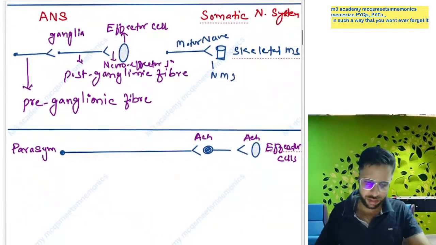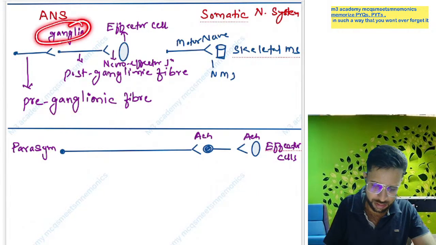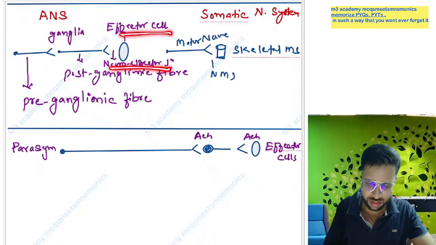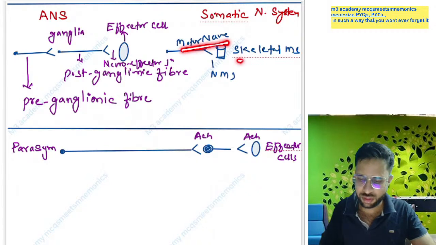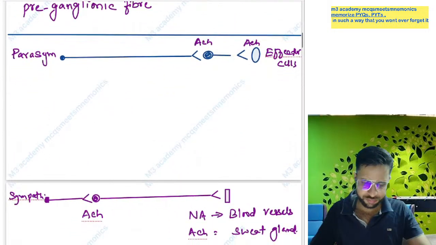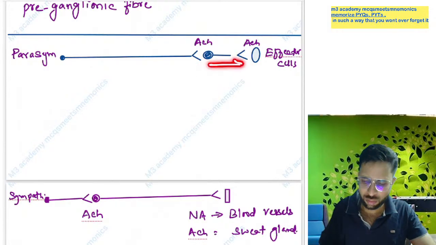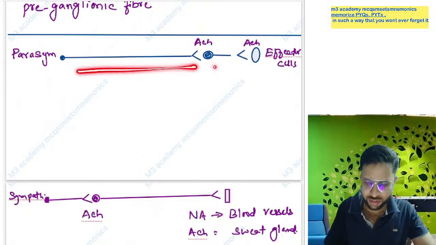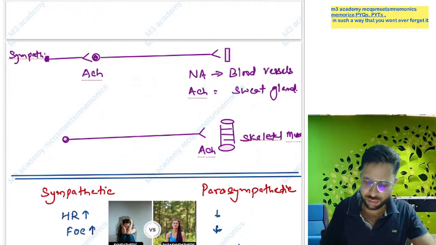Now next, you can easily appreciate this by this schematic diagram. This is the preganglionic fiber, this is the ganglia, this is the postganglionic fiber, the neuroeffector junction, and the effector cell. In the somatic nervous system, only a motor neuron is present, with the neuromuscular junction and skeletal muscle. We easily say in the parasympathetic system, the ganglion loves the effector cell, so the ganglion is closer toward the effector cell. So preganglionic fibers are longer and postganglionic fibers are shorter. In the sympathetic system, the postganglionic neurotransmitter is noradrenaline, but in the sweat gland it is acetylcholine.